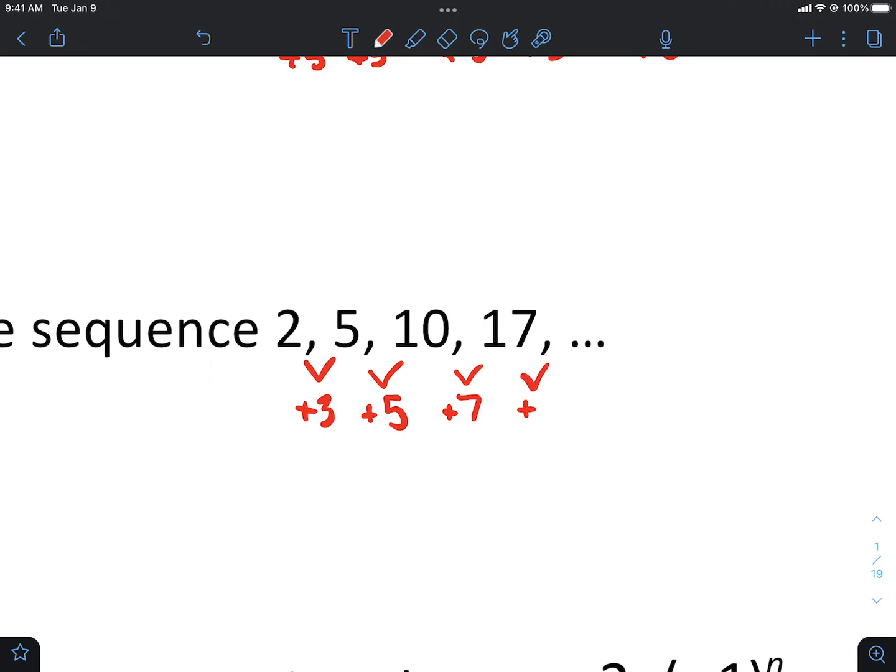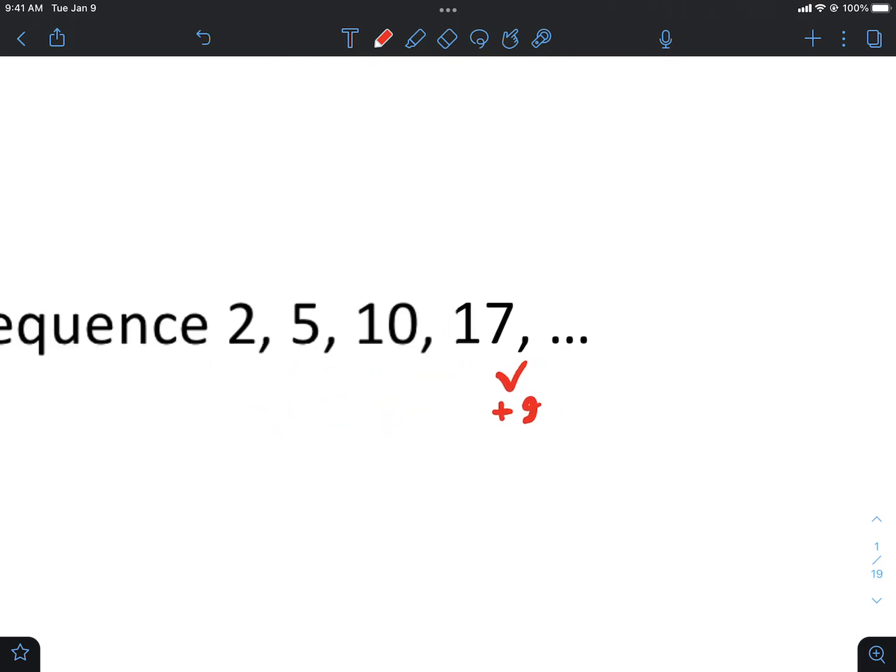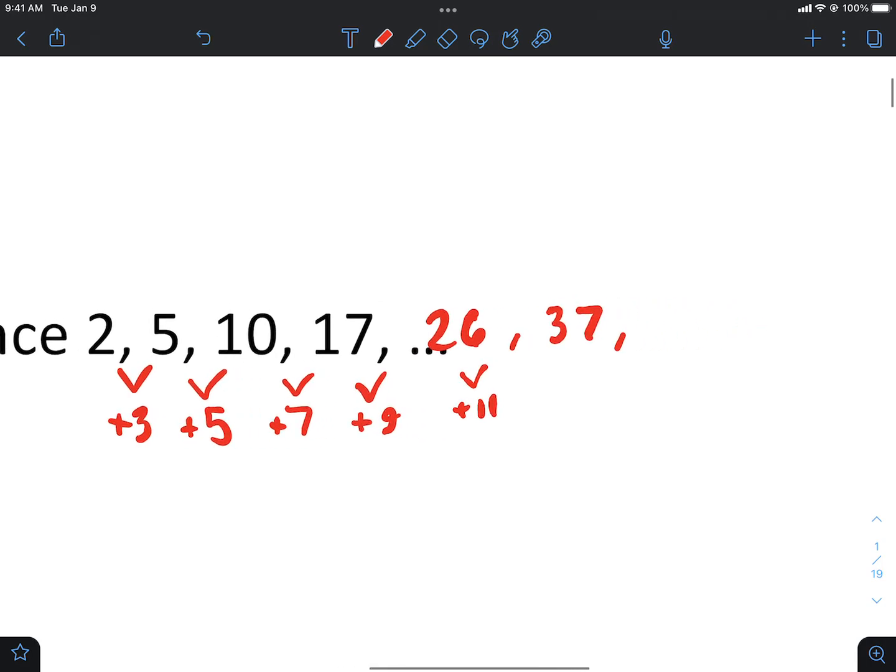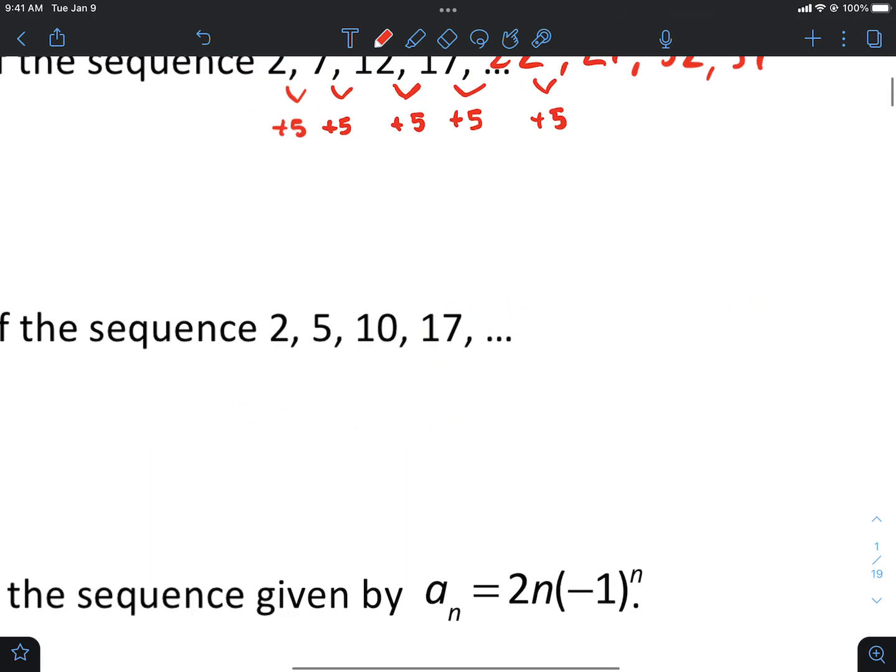So the next one, I believe, would be adding 9. If you add 9 onto that 17, you get 26. If you add 11 for the next one, that'd get you 37. The next one would be adding 13, so I think that'd get you to 50, and then the last one would be adding 15, which would get you to 65.